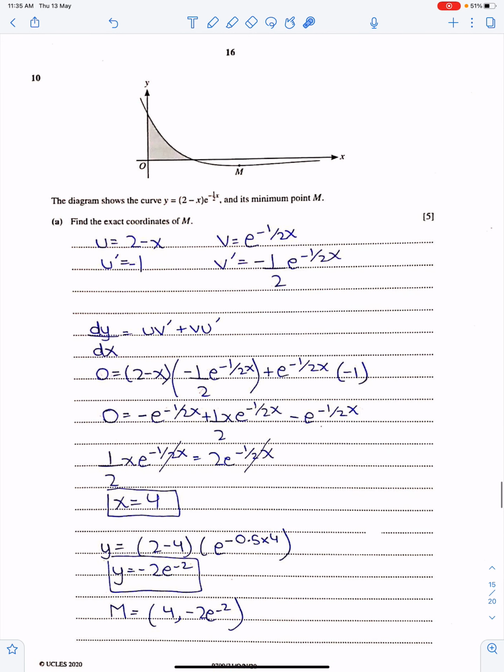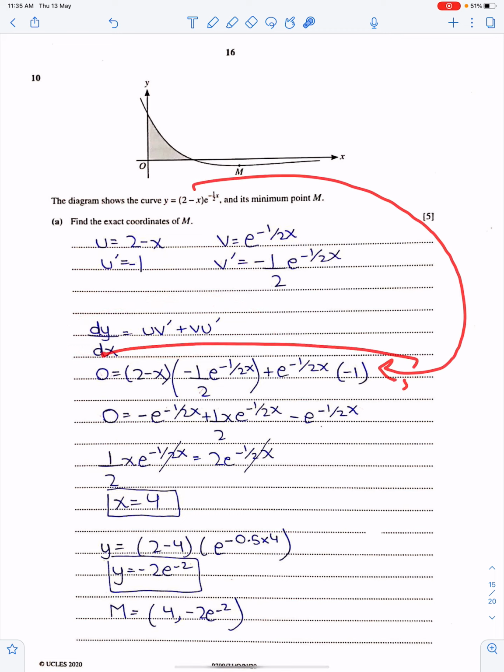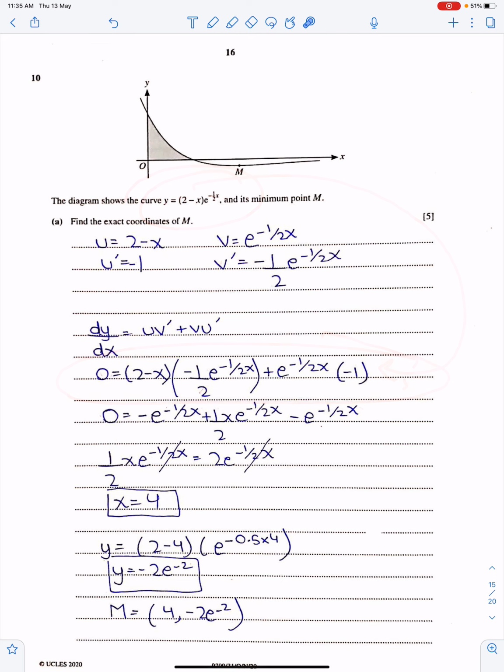Next question, number 10. This is the minimum point. We need the coordinates of M. For that, we need to differentiate this equation, and then we need to equate gradient to 0. This is the UV rule. So, u prime is this, v prime is this. According to the UV rule, this is the differential of this equation. U v prime, v u prime. Now by equating gradient to 0, we have this thing.